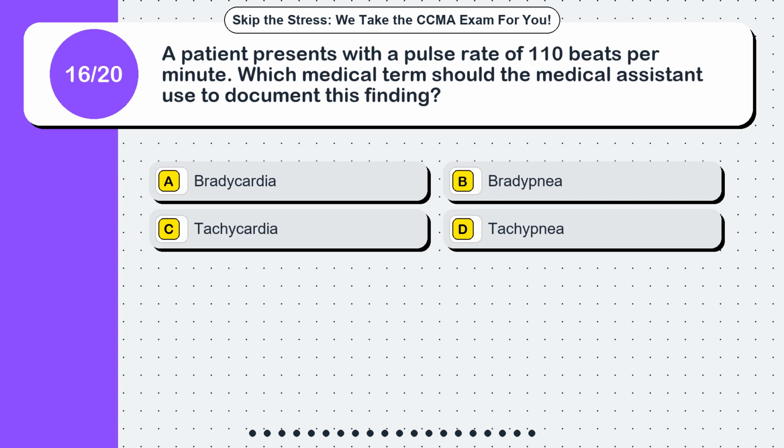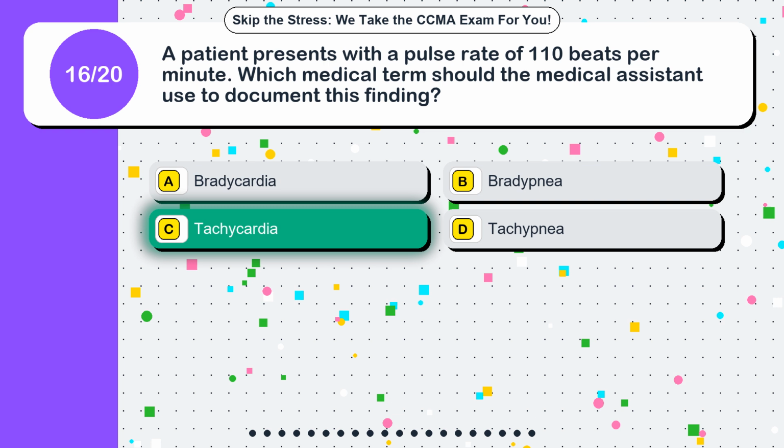Question 16. A patient presents with a pulse rate of 110 beats per minute. Which medical term should the medical assistant use to document this finding? Option A, bradycardia. Option B, bradypnea. Option C, tachycardia. Option D, tachypnea. The correct answer is option C. Tachycardia.